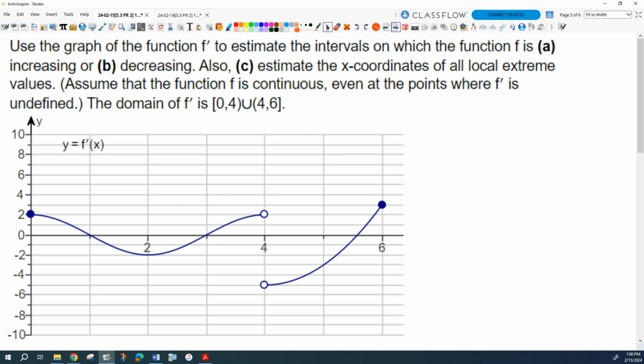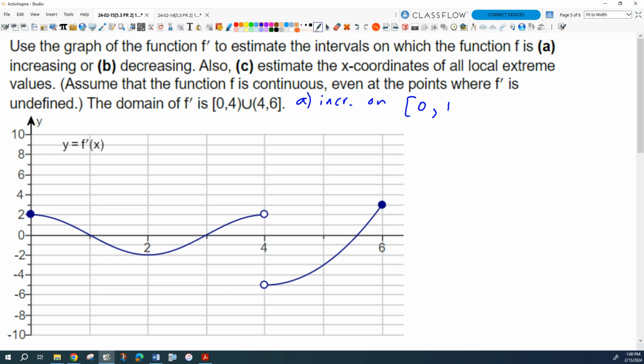So we want to know where is it increasing, decreasing, and the x coordinates of local extrema. Okay. So the function is increasing on what interval? What intervals? Say it again. 0 to 1. Yeah, okay, starting there, right? The derivative is a positive value. 0 to 1. What do I put there?